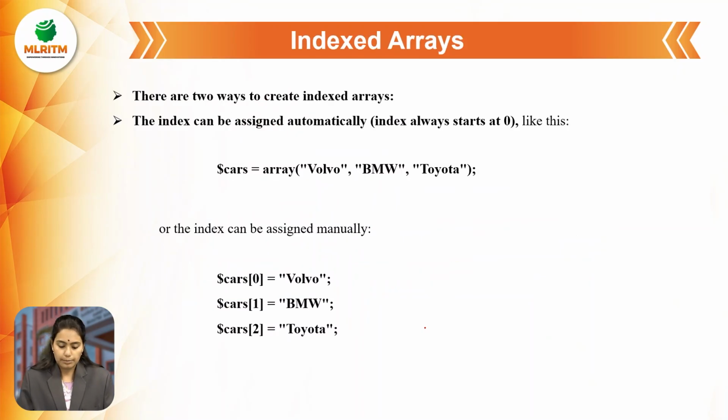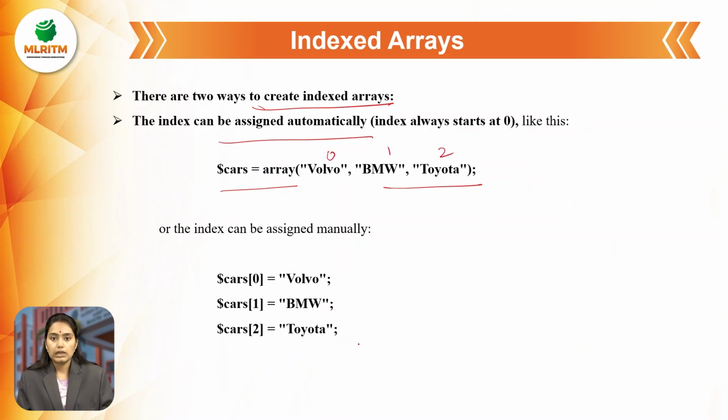Let's see with an example. There are two ways to create an index array. The first one is that the index can be assigned automatically, starting from 0, 1, 2, 3. Here we have taken the example $cars equal to array. From 0, 1, 2, 3, the indexing will be done automatically.